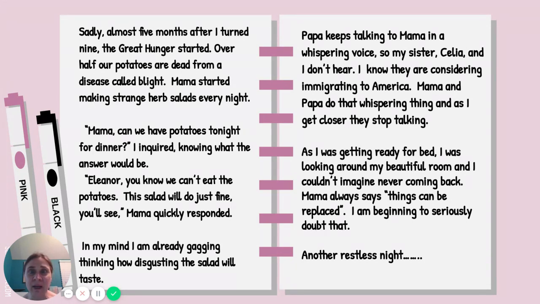Papa keeps talking to Mama in a whispering voice, so my sister Celia and I don't hear. I know they are considering immigrating to America. Mama and Papa do that whispering thing, and as I get closer, they stop talking.